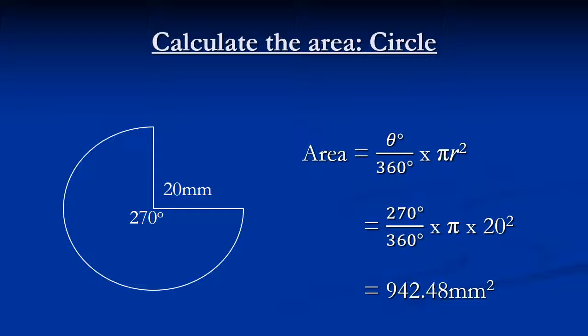To calculate the area of this sector, remember it's just a proportion of a circle. We've got 270 degrees out of 360 degrees, multiply it by pi times r squared, and we should get 942.48 square millimeters in this case.